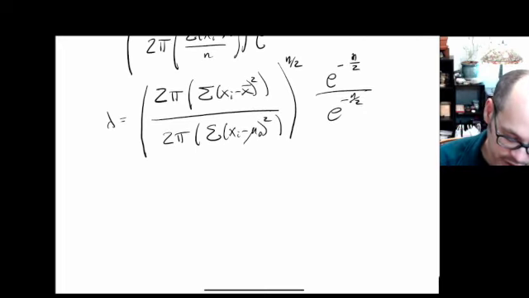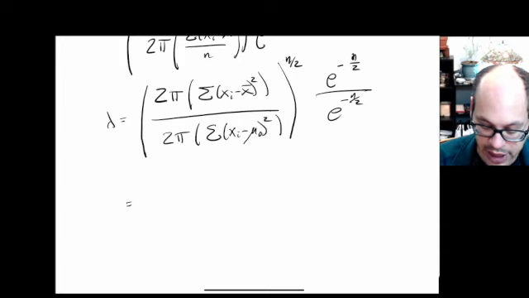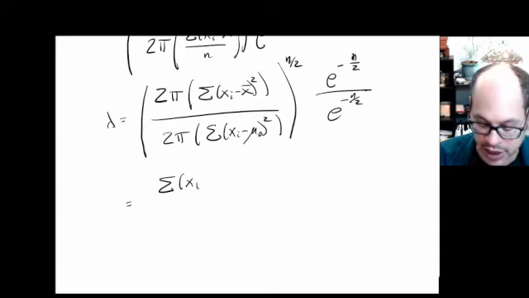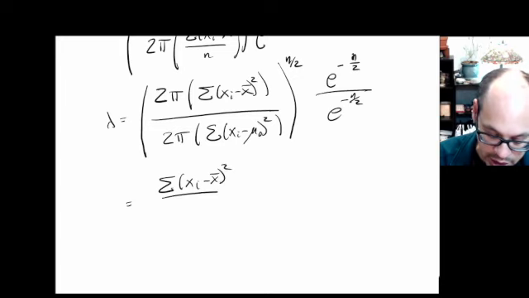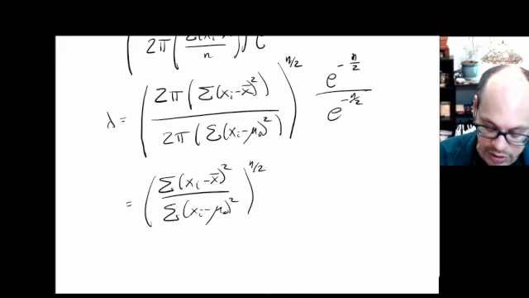Okay, it's getting a little better. So what is that? We, again, get a bunch of cancellation. We really just have the sum of xi minus x bar squared over the sum of xi minus mu naught quantity squared, to the power of n over 2. Okay. Let's take a breath. All right. This is the lambda. We're not done yet.